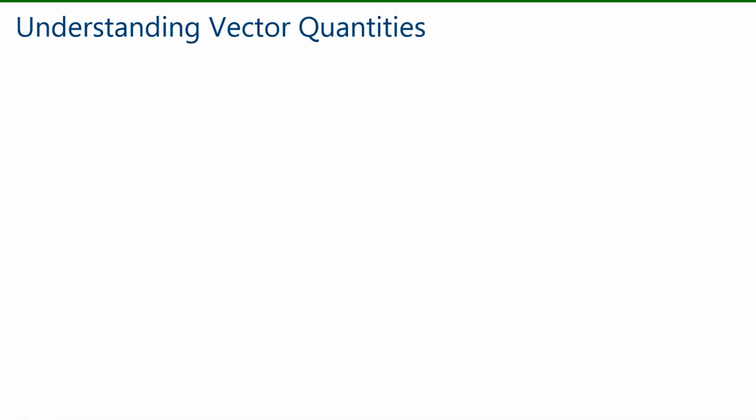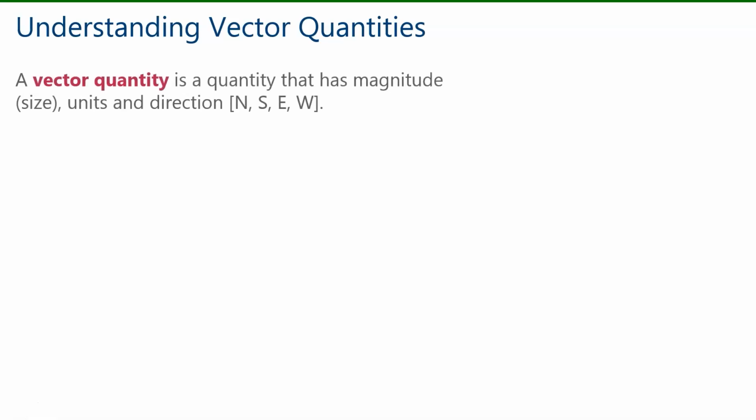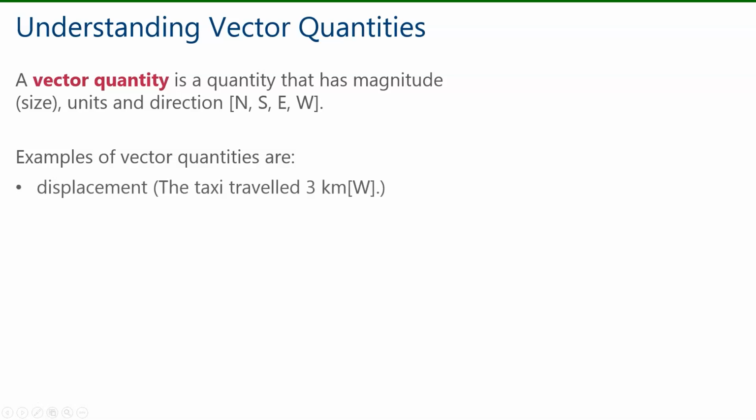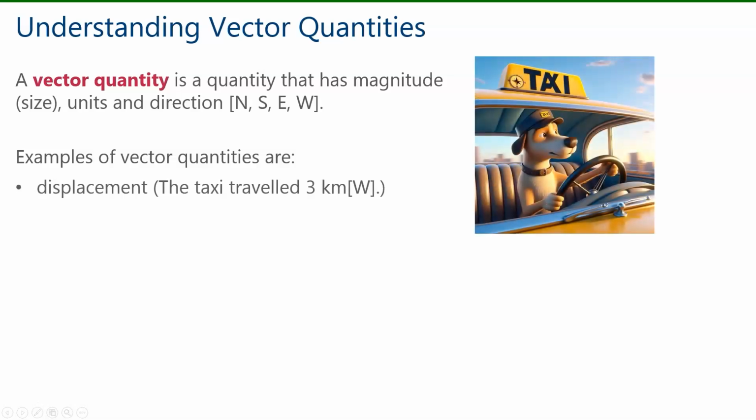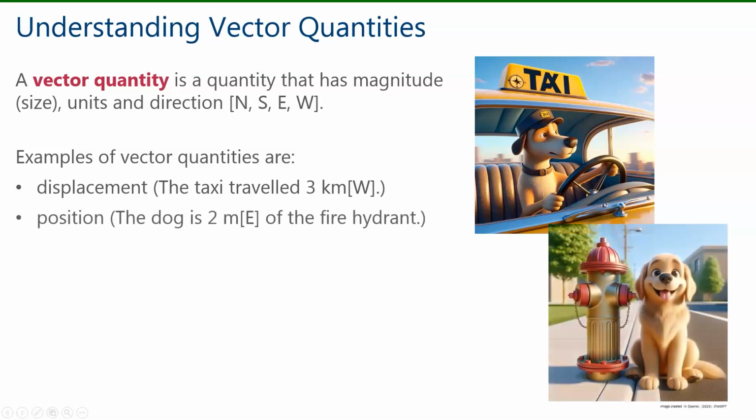Next, let's look at vector quantities. A vector quantity is a quantity that has magnitude, which is size, units, and direction, like north, south, east, or west. Some examples of vector quantities are displacement. The taxi traveled 3 kilometers west. And position. The dog is 2 meters east of the fire hydrant.